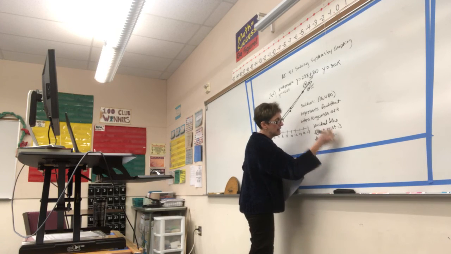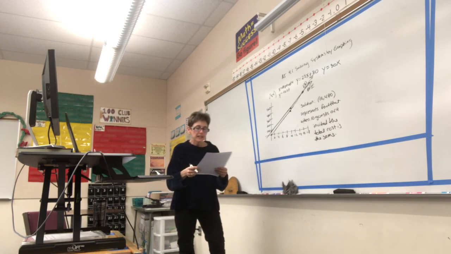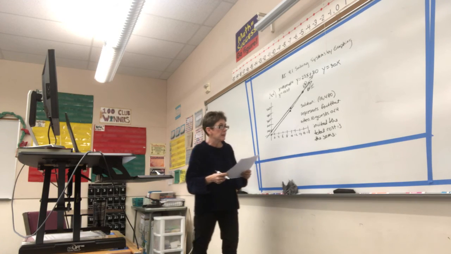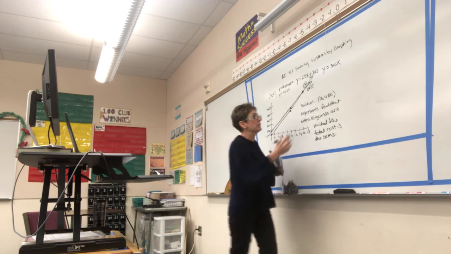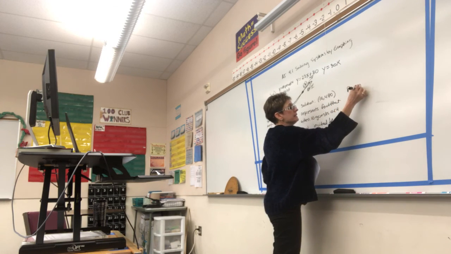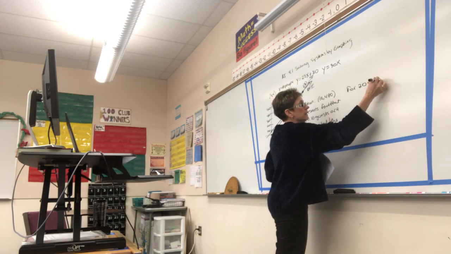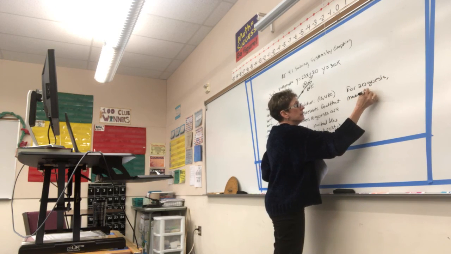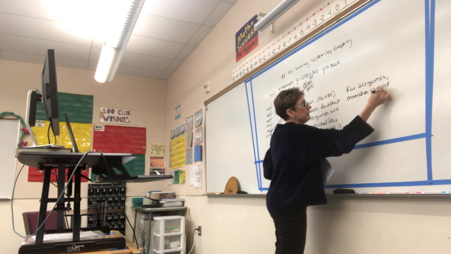And then the last part of the question said, if Monisha is going to expect 20 guests, who should she work with? The answer would be Best Food Ever. So for 20 guests, Monisha should work with Best Food Ever.